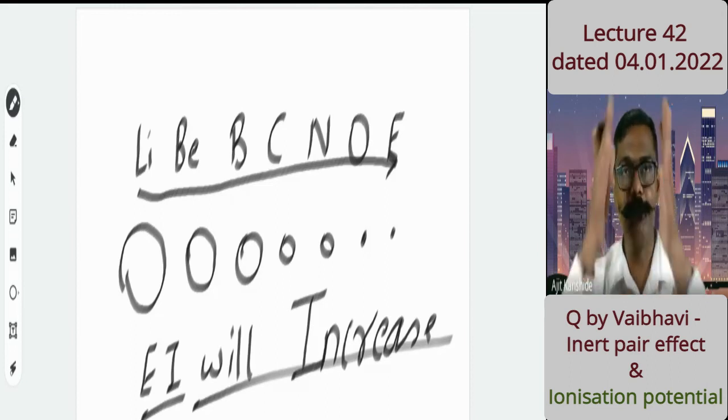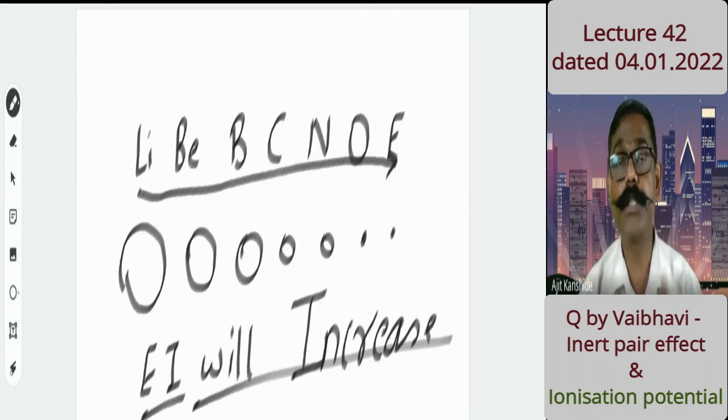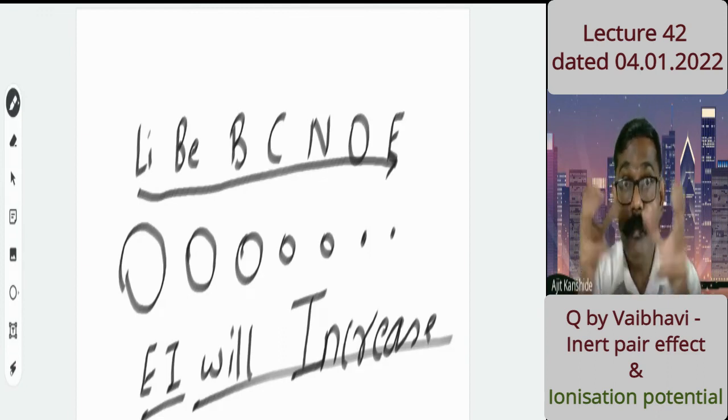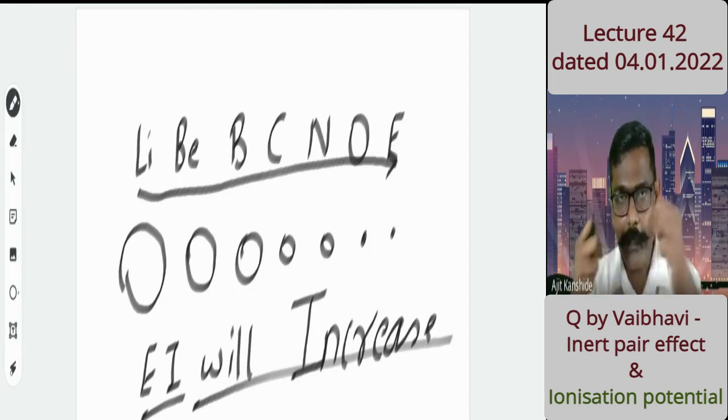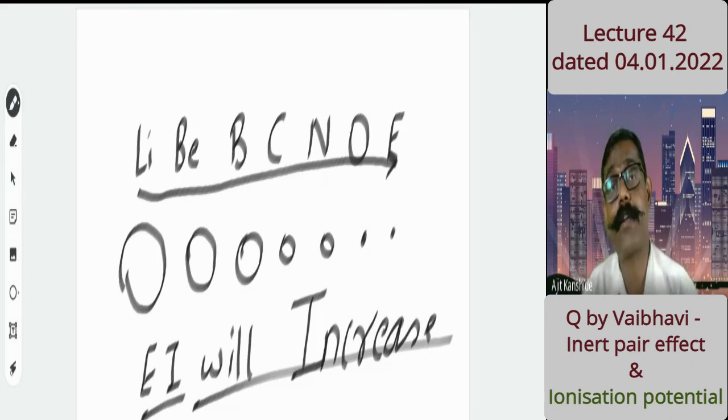The first point was, as I move from top to bottom along a group, enthalpy for ionization will decrease. The reason is the increase in size, and the shielding effect or screening effect. Many electrons are there, so there is crowding, and they will quarrel. So the last electron can easily move. Total net attraction decreases.